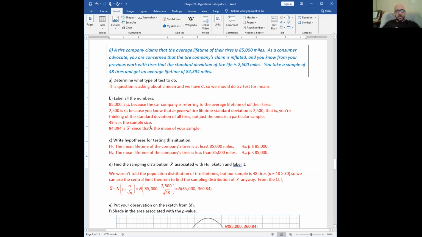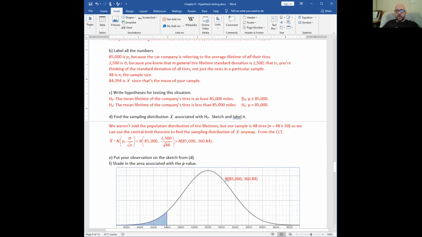Okay. Here are our hypotheses. They're the same ones we wrote 3 videos ago. I don't know what video number this is. The null hypothesis is that mu is greater than or equal to 85,000, and the alternative is that it's less than. Okay. We want to find the null distribution, right? The sampling distribution of capital X bar that is associated with the null hypothesis, which is to say that mu is equal to 85,000. If the population mean is actually 85,000, what would the sampling distribution of x bar be?